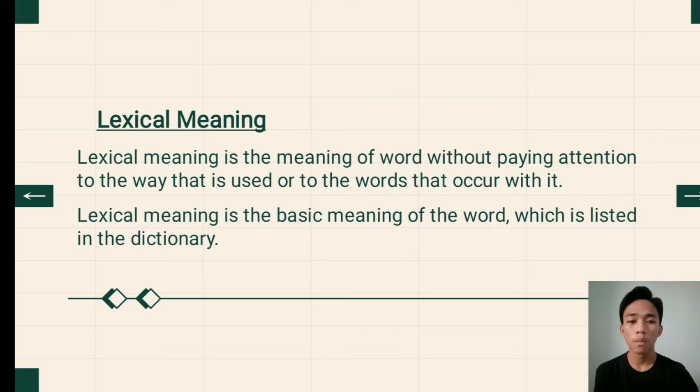Lexical meaning is the meaning of a word without paying attention to the way that it is used or to the words that occur with it. We can say that lexical meaning is the basic meaning of the word, which is listed in the dictionary.